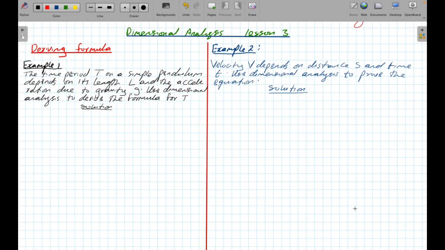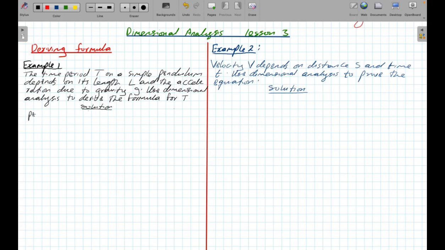The first question says that the time period t on a simple pendulum depends on its length L and the acceleration due to gravity g. Using dimensional analysis to derive the formula for t. So in this case, we are asked to derive the formula for t, which is the pendulum period. We are asked to use dimensional analysis to derive the formula for the pendulum period t. So let's consider the parameters given to us.